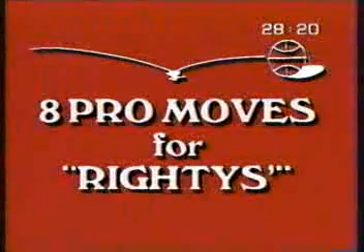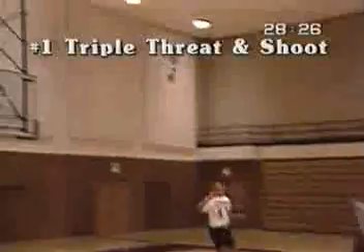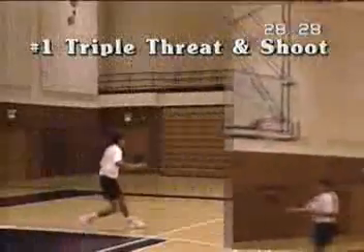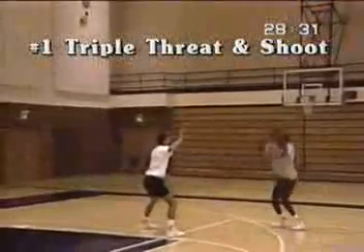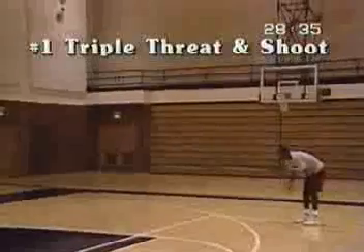Eight pro moves for right-handed players. Move number 1, triple threat and shoot. The offensive player receives the ball in his perimeter, defender's backed off. Shoot the ball.